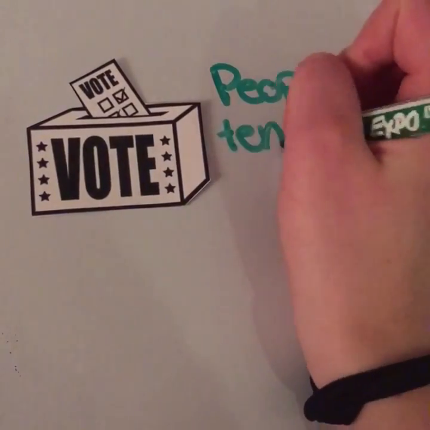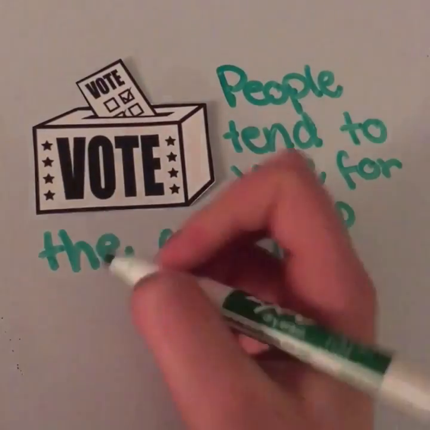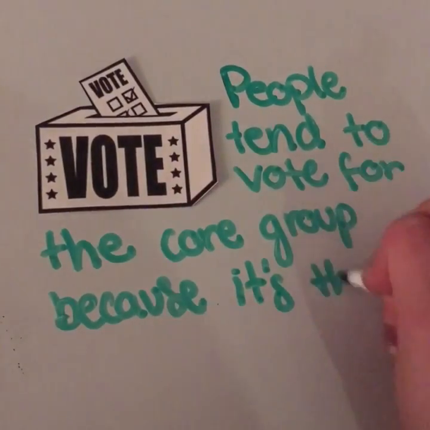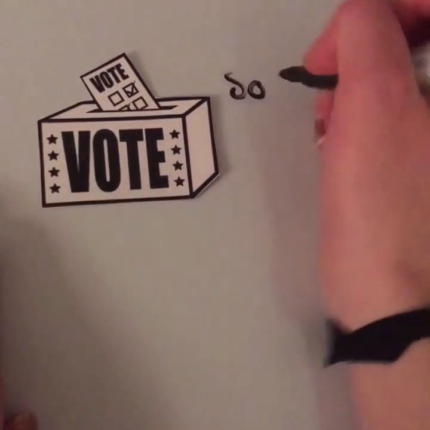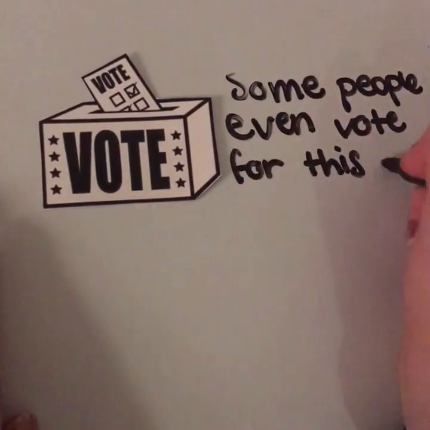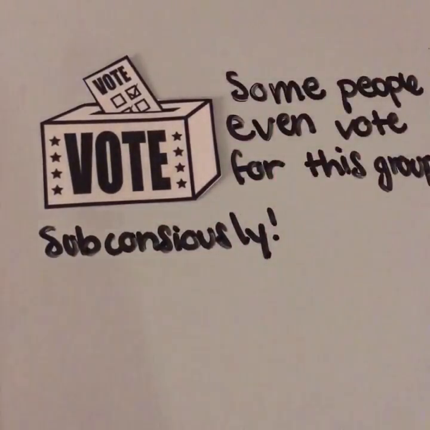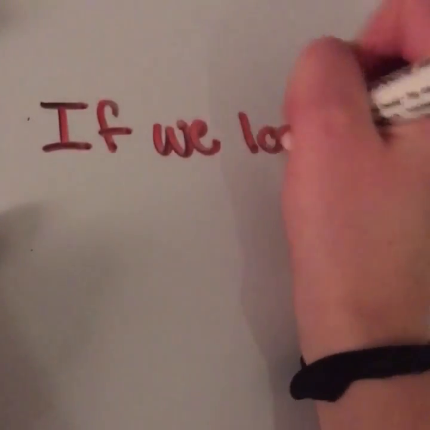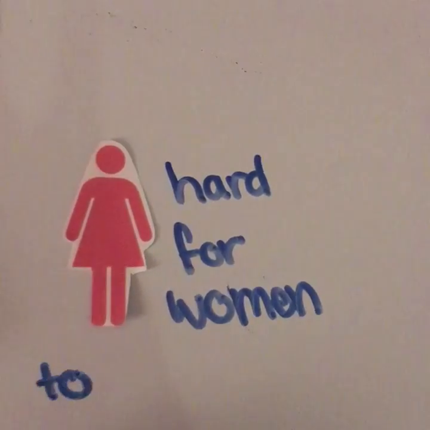People tend to vote for the core group because it's considered a safe option. It's what's been done before, and it's what we're used to. But is this good? Also, some people even vote for it subconsciously without even knowing because this is what they're used to. If we look back, we'll see that this is what's been done before, and that a lot of representatives were in the core group. From this is the understanding that it's hard for women to get fair representation.